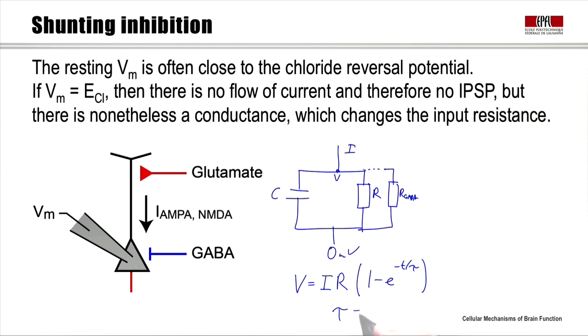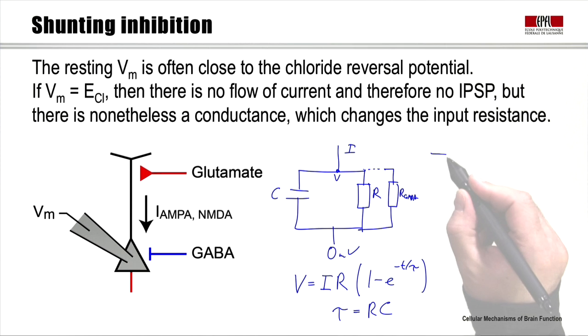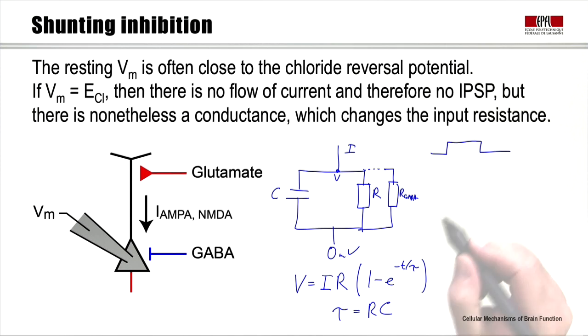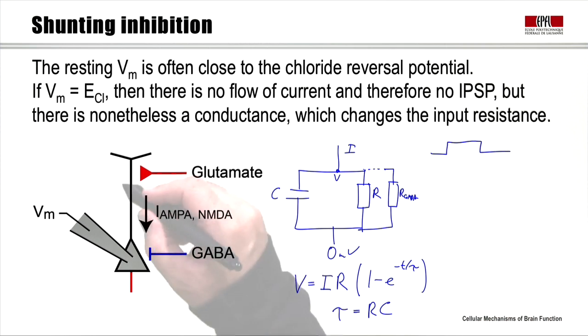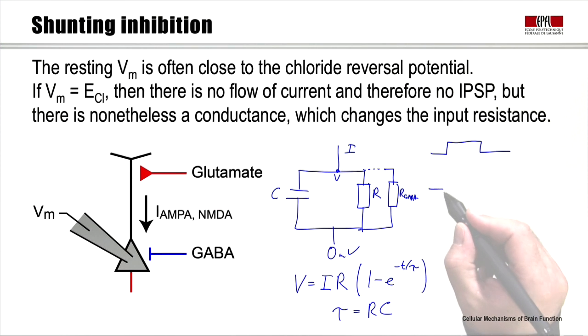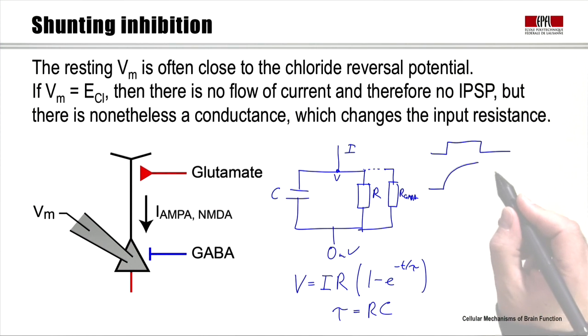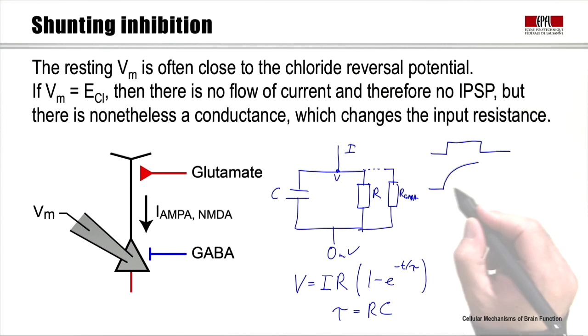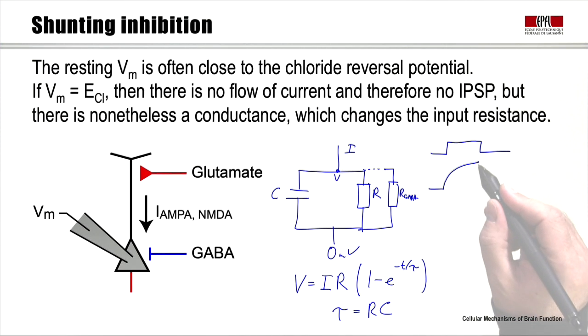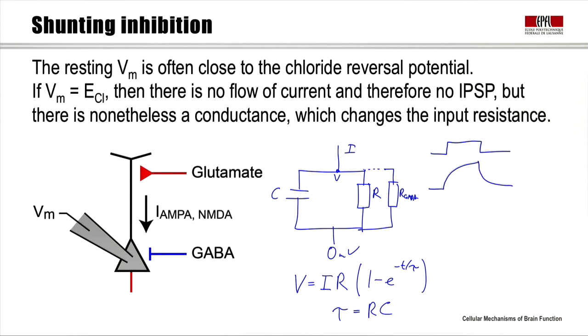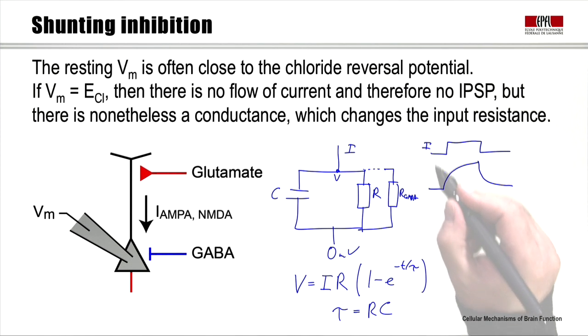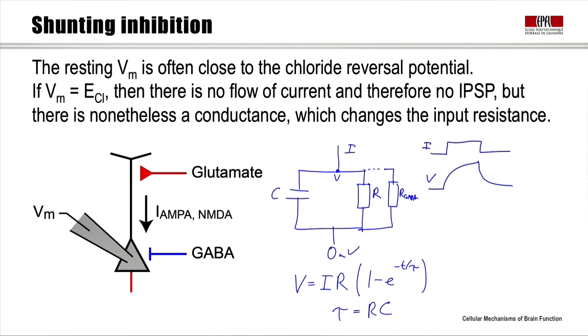And the membrane time constant is equal to the resistance times the capacitance. That's the exponential charging function here. And so if we have a square current pulse flowing into the cell soma, that causes a change in membrane potential, charging of the capacitor, you turn the current off, and the capacitor discharges. So this is the current, and this is the voltage. Now let's imagine that we put the GABAergic inhibition on.